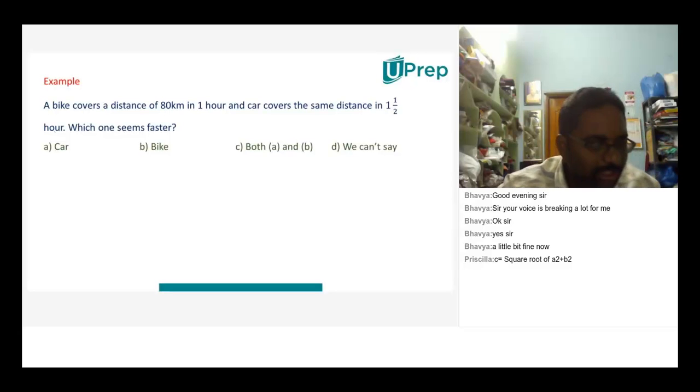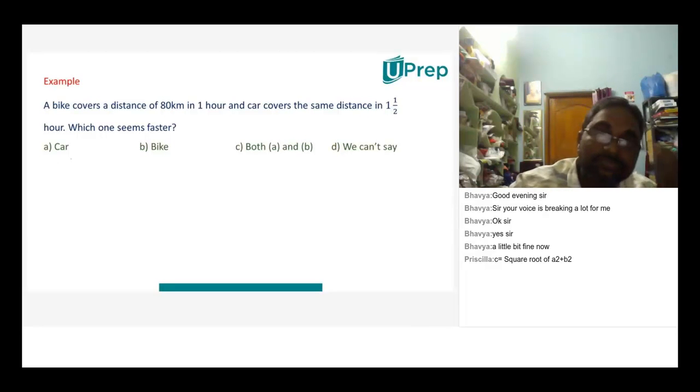Right. Now, let us solve this problem. A bike covers a distance of 80 kilometer in 1 hour. Car covers the same distance in 1.5 hours. Which seems faster? Bike. Why bike? Because it covered the same distance in less time.